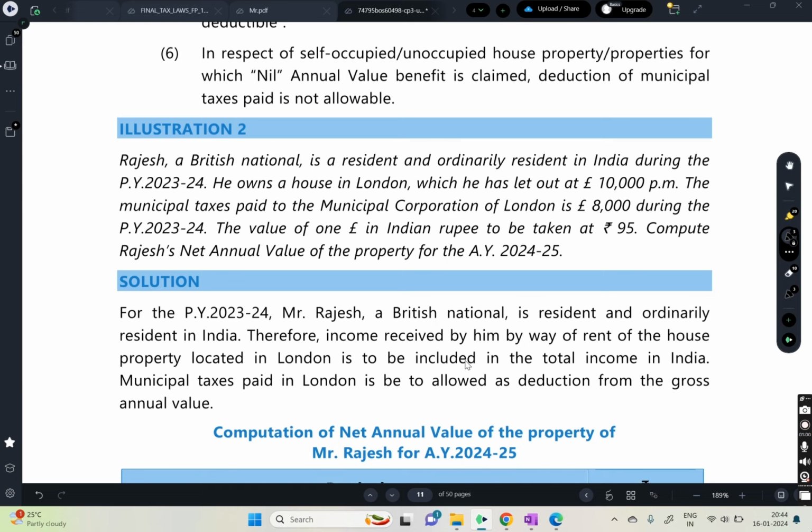Rajesh, a British national, a resident and ordinary resident, ROR, in India during the year, owns a house in London, property outside India, which is let out for £10,000 per month. The municipal taxes paid to the Municipal Corporation of London is £8,000 during the previous year 2023-24. The value of £1 is given as 95. Compute Rajesh's net annual value of the property for the assessment year 24-25.